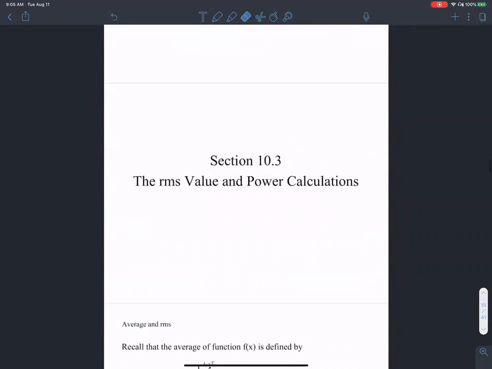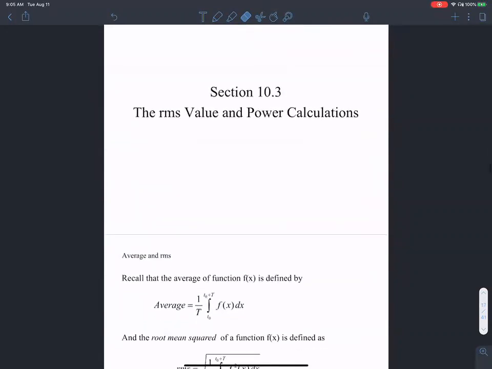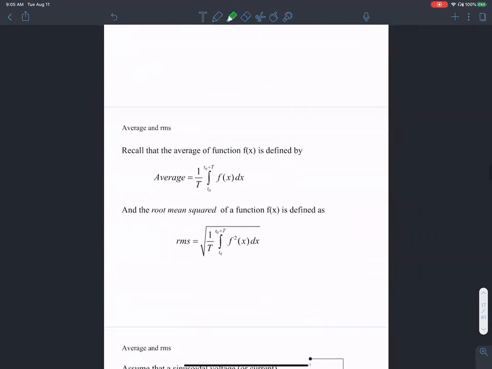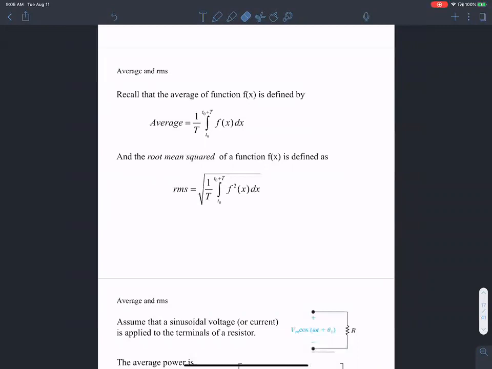We can do the RMS power calculations, the RMS value. When we find the RMS value using root mean squared, we square the function, generate a continuous sum, which is an integral over a time period, divided by that time period to get the mean of the squared function. And then take the square root, and you have the RMS value.